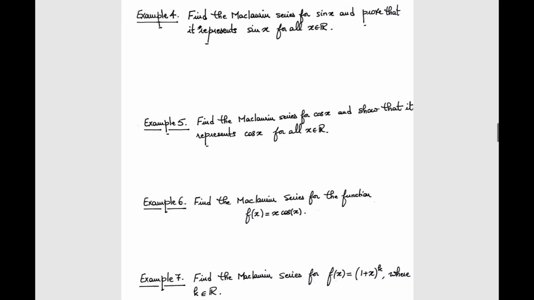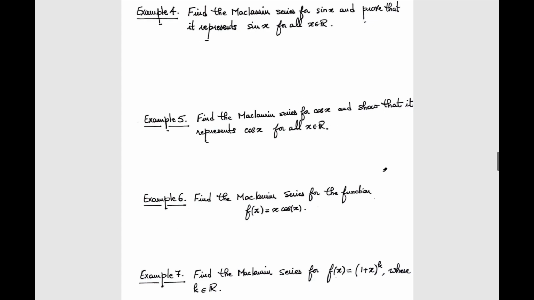Example 4. Find the Maclaurin series for sine x and prove that it represents sine x for all x in R. Okay, so now let me do it on a new page. This is example 4. Here we're going to find the Taylor series expansion, or the Maclaurin series expansion, for sine. So the function in our context is sine of x. What's f of 0? It's 0.